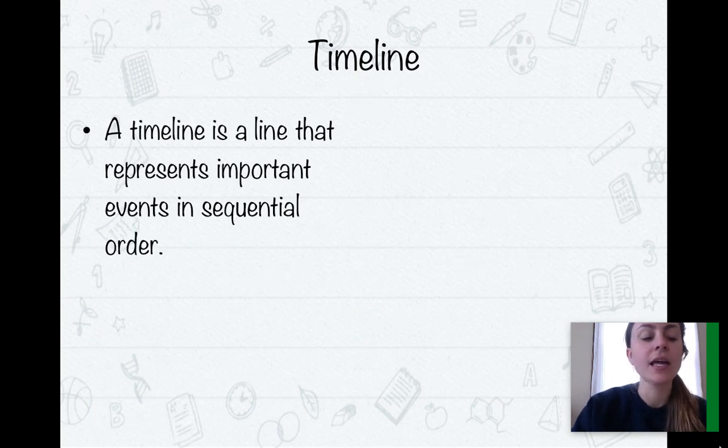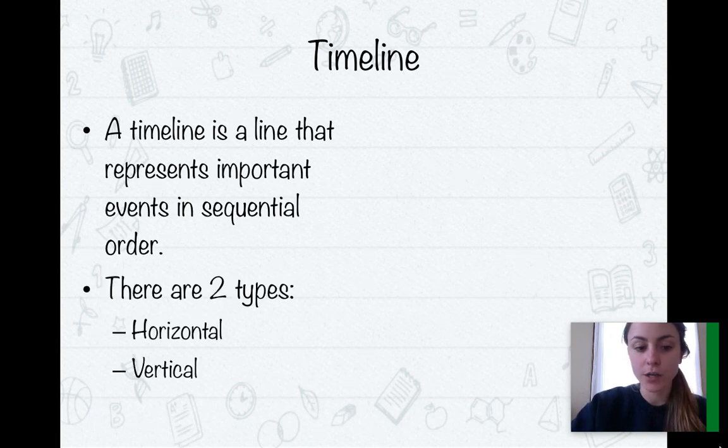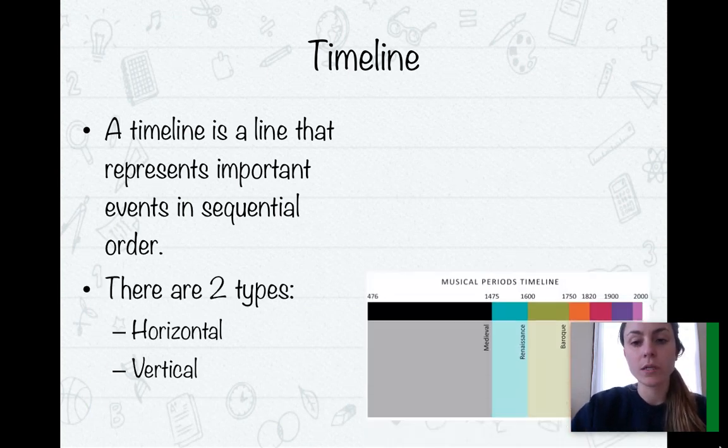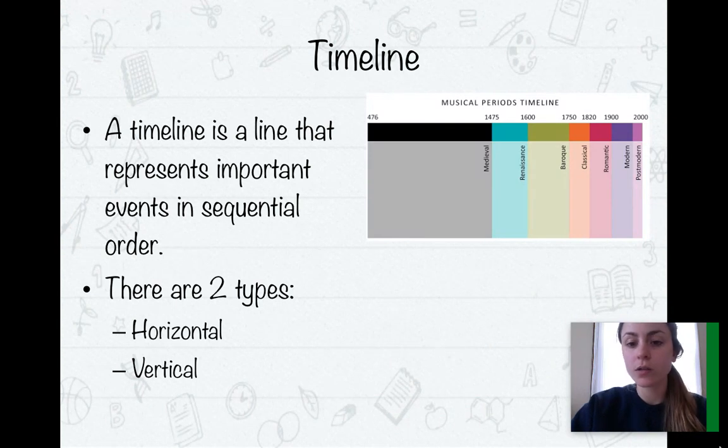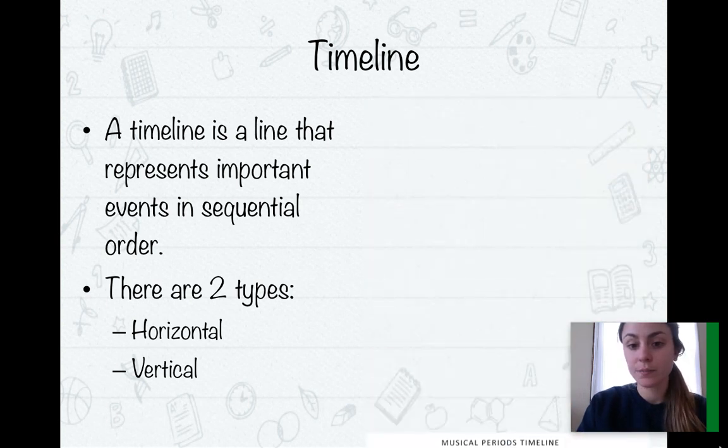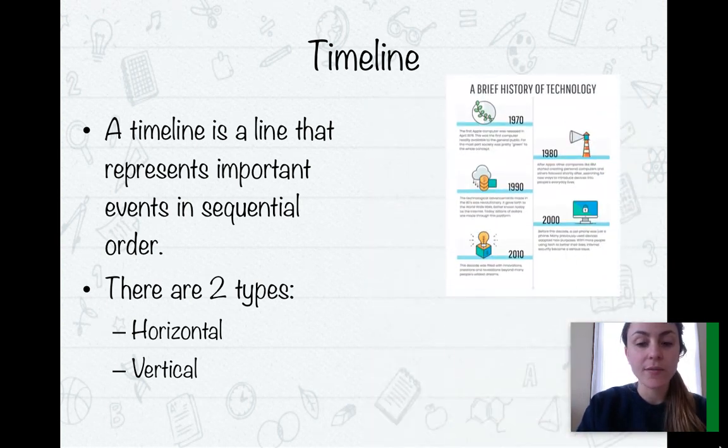A timeline is a line that represents important events in sequential order. That means in time order, in the way in which they occurred. And there are two types: horizontal and vertical. The first is horizontal, and it goes from left to right, showing you the musical periods of the ages. We also have a vertical timeline, and this one is of a brief history of technology, and it goes from top to bottom.